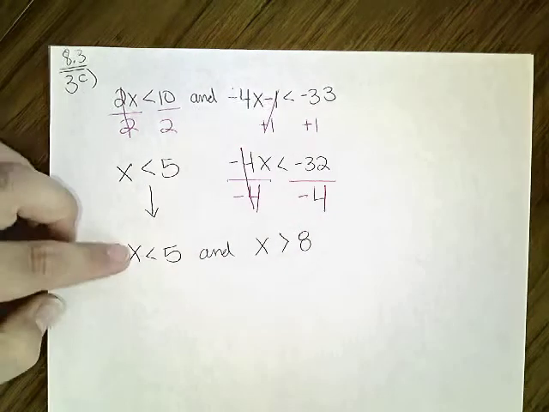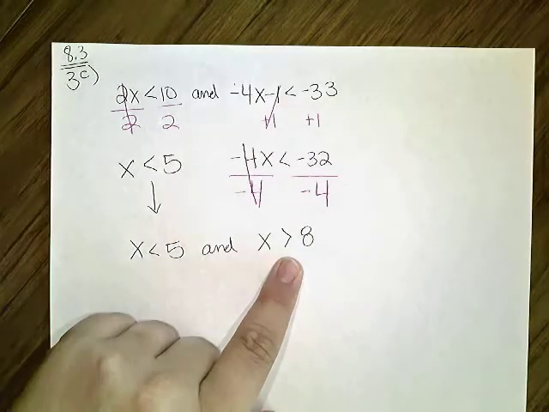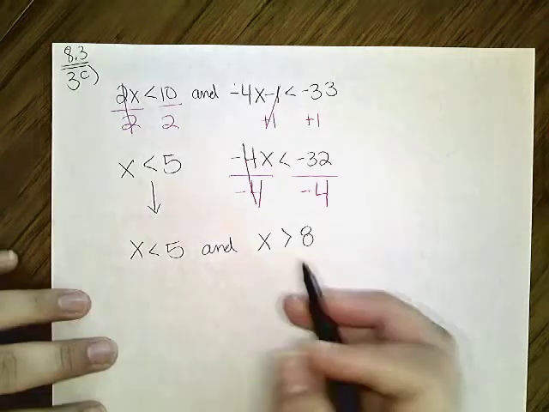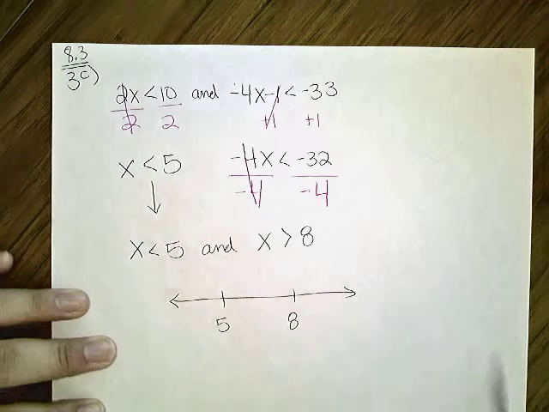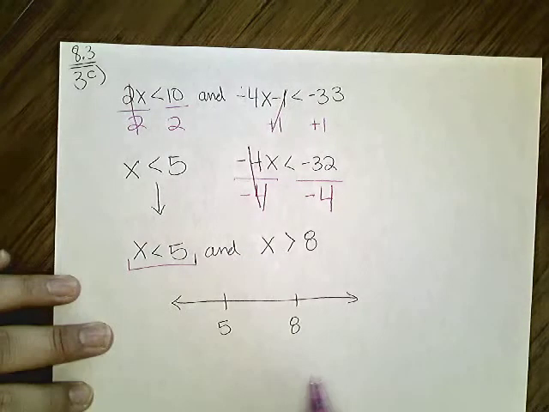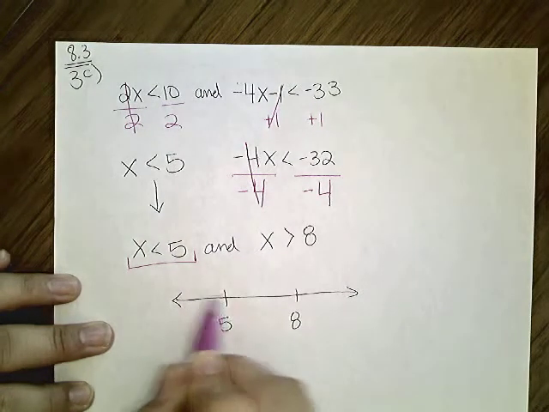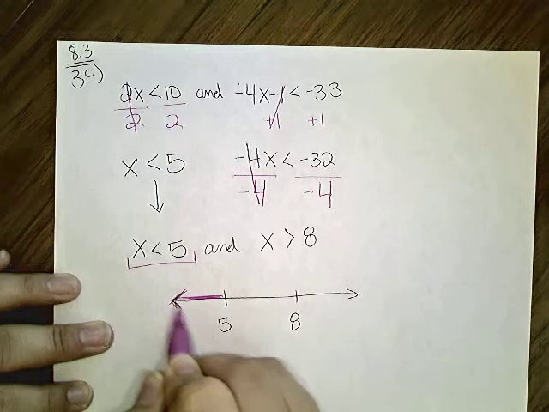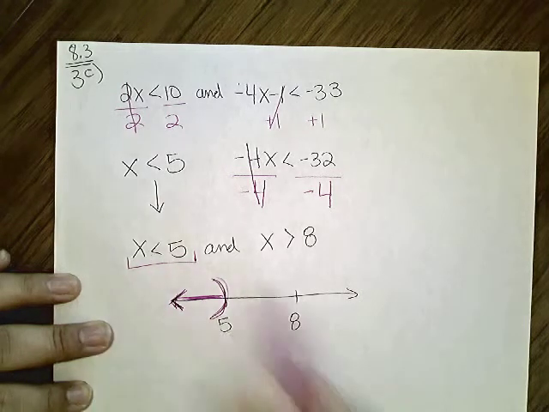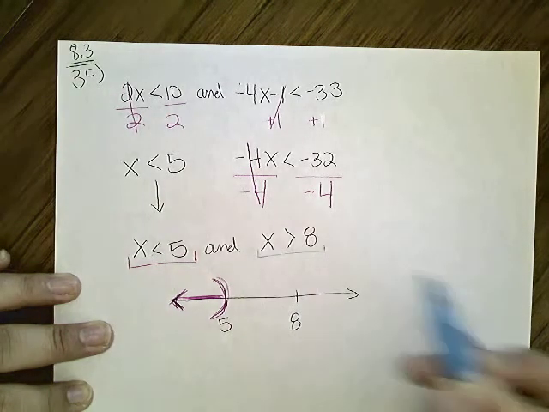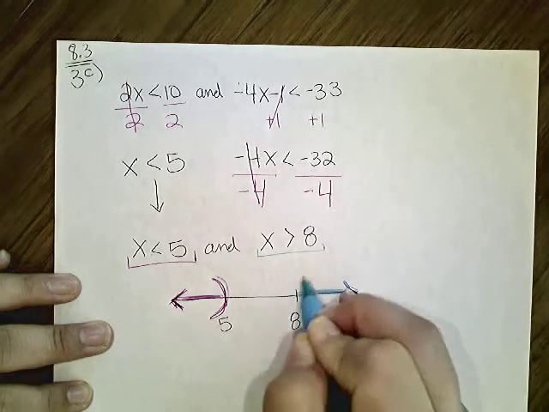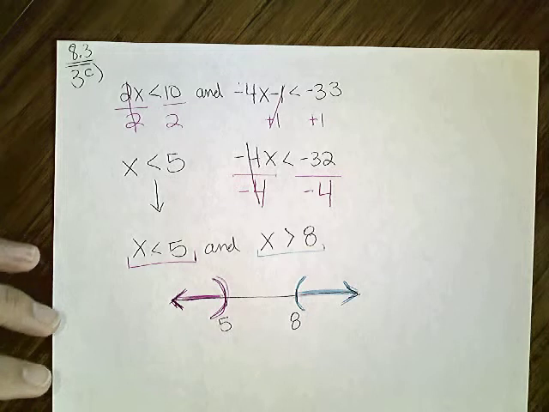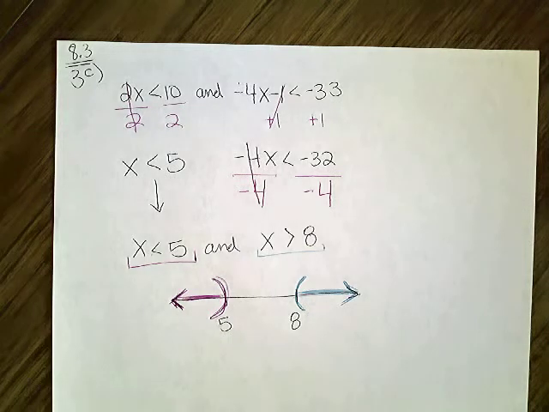So we have x has to be less than 5 and x has to be greater than 8. So again, I'm going to draw my number line and put my boundary values in appropriately. X is less than 5, so less than is to the left of 5, and we're using a parenthesis. X is greater than 8, greater than is to the right. Again, we're using parentheses.